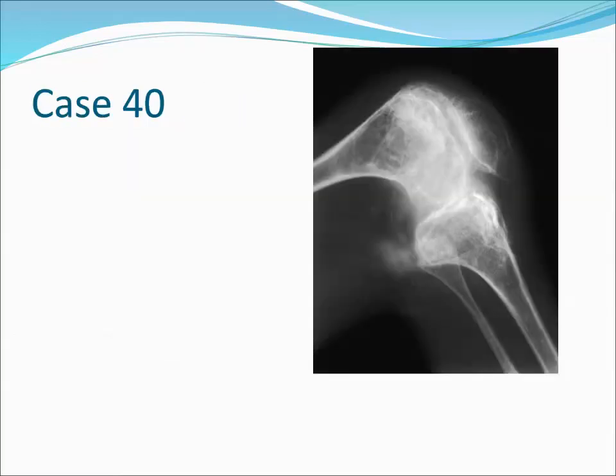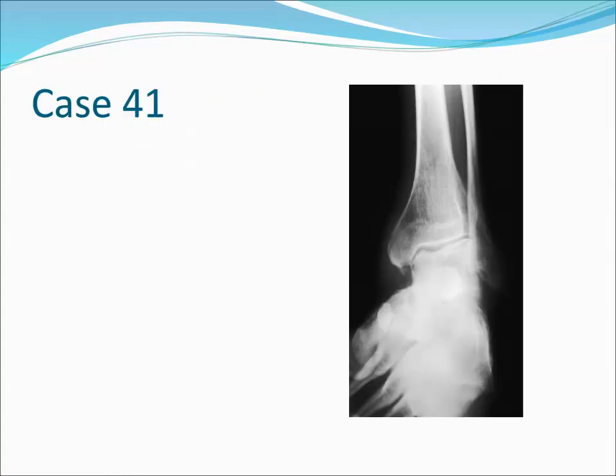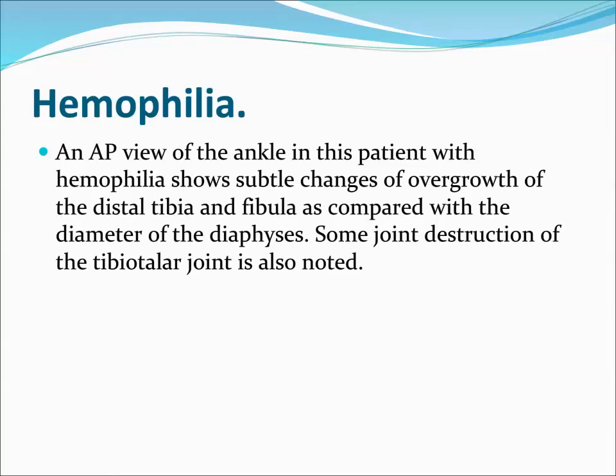A lateral view of the knee in this patient with juvenile rheumatoid arthritis shows the classic findings of overgrowth of the ends of the bones and associated gracile diaphyses. These changes can also be seen in hemophilia or paralysis patients. An AP view of the ankle in this patient with hemophilia shows subtle changes of overgrowth of the distal tibia and fibula as compared with the diameter of the diaphyses. Some joint destruction of the tibiotalar joint is also noted.